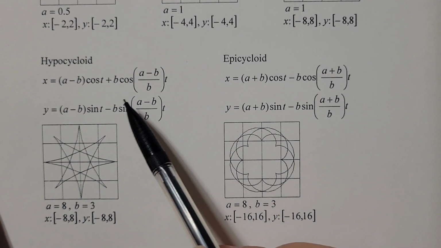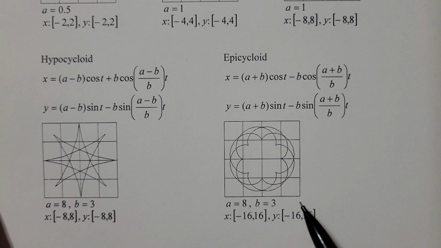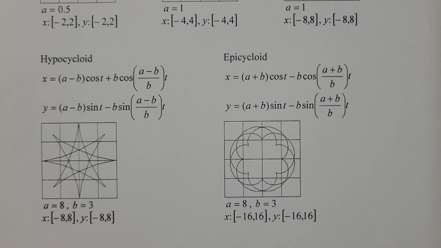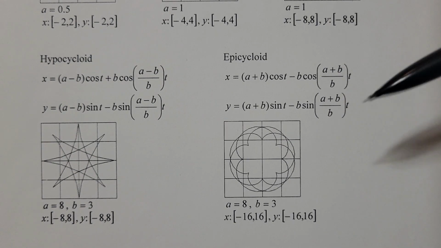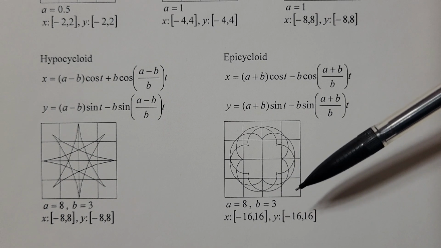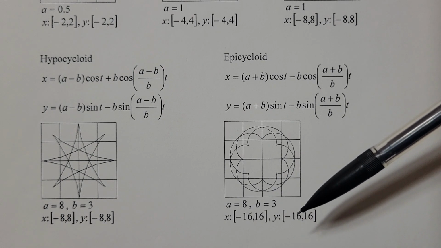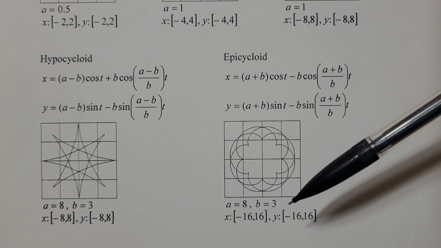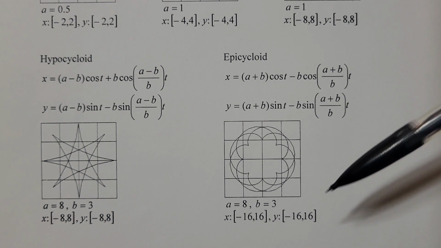Okay, and I'm selecting A and B values and X and Y ranges, and graphing these curves. Again, the idea is for you to do the same thing. Would you get this graph if A is 8 and B is 3, and you're looking at it in the window settings of -16 to 16?